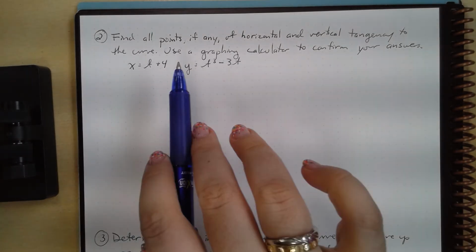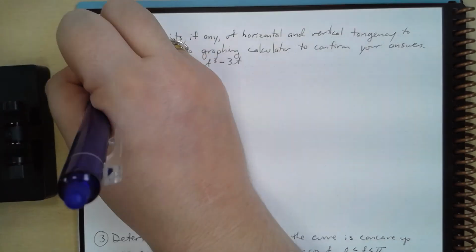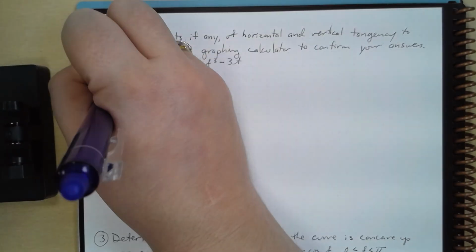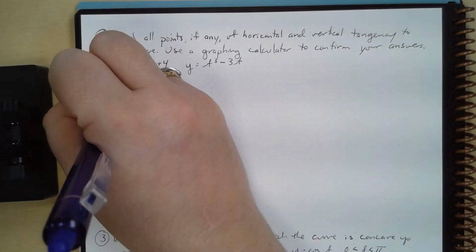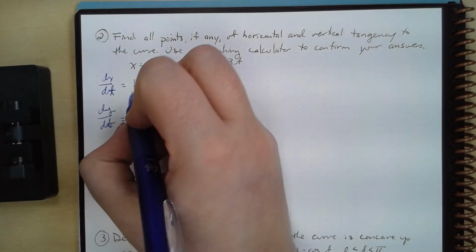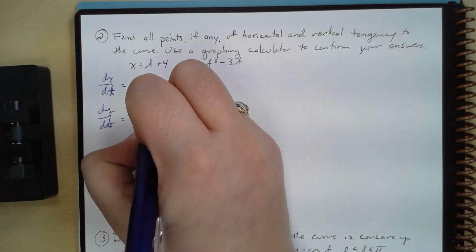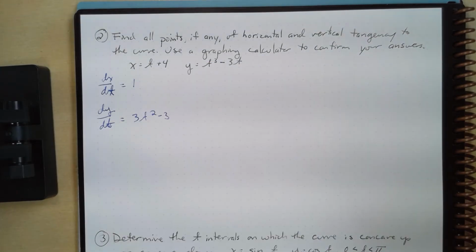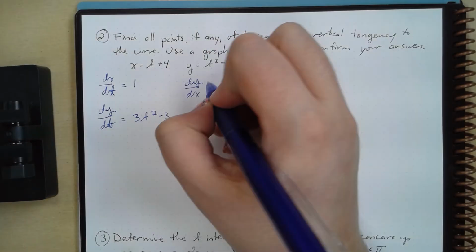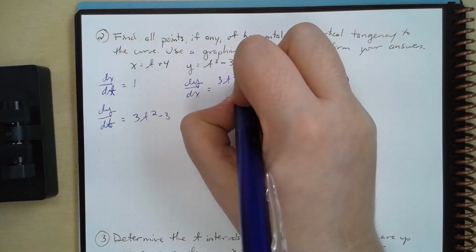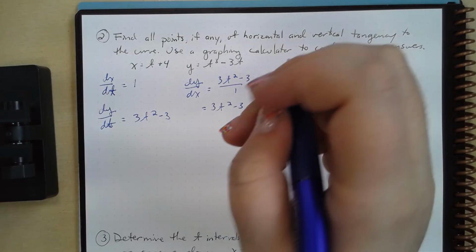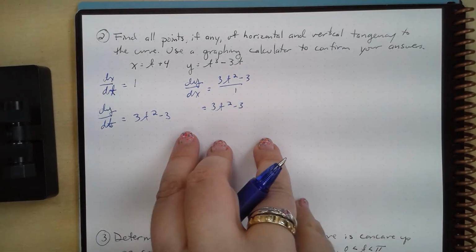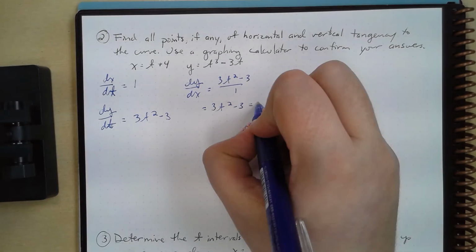So dx over dt is equal to 1. And dy over dt is equal to 3t squared minus 3. Okay? So our dy over dx is equal to 3t squared minus 3 over 1, which is just obviously 3t squared minus 3. Okay, so now we need to know when we have points of tangency. Well, in order to do that, we're just going to set our derivative equal to 0. You've done this before. So we have 3t squared is equal to 3.